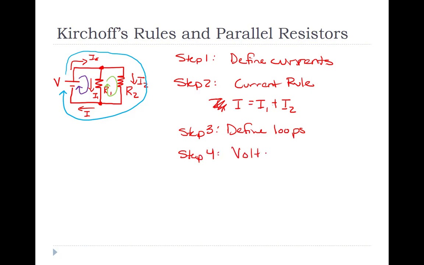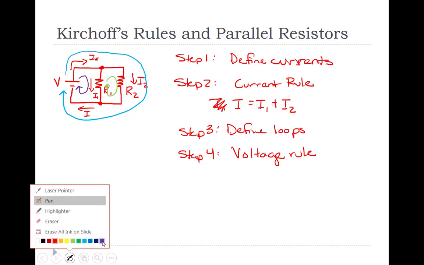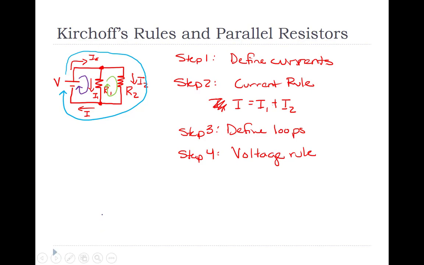Step 4 is the voltage rule. With the voltage rule, we add up, following the sign conventions I just gave you, all the voltages around a loop. Different physicists like to do this slightly differently. My preference, if I can, is to start and stop at batteries. Other people like to start and stop at junctions.